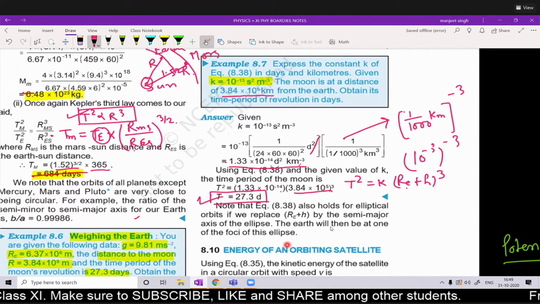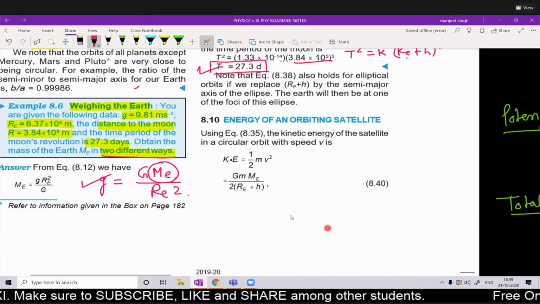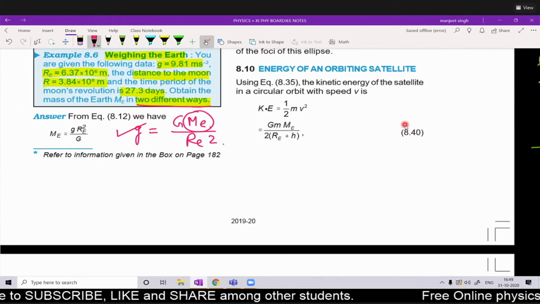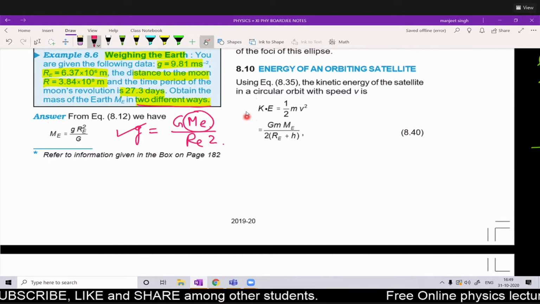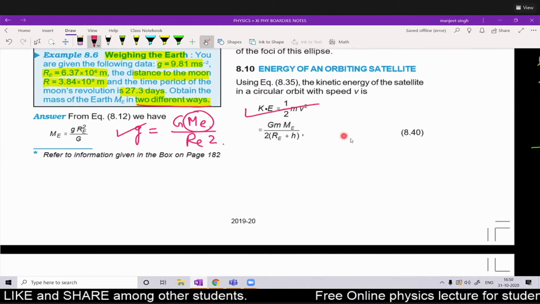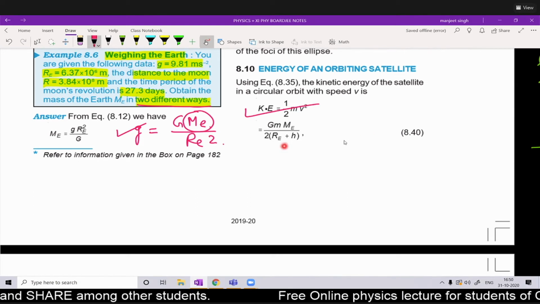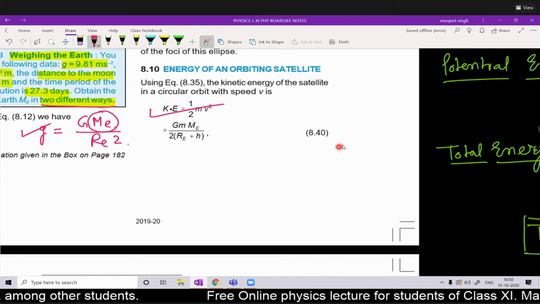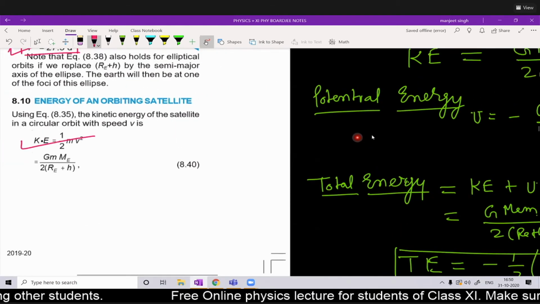Now let us discuss the energy of an orbiting satellite. So what is the kinetic energy of the orbiting satellite? Kinetic energy formula, you already know that it is half mv square. And you have to substitute the value of v square we have already calculated. Then this formula becomes GMm on 2 Re plus h. How? Let us see here.